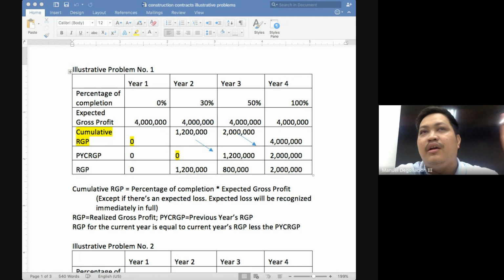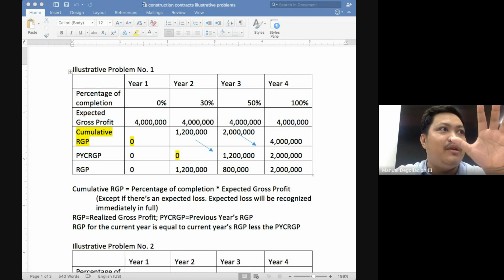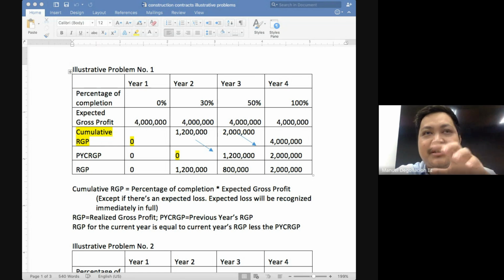For example, the cumulative RGP for the year must be 100,000, but you have already reported RGP in the previous years in the amount of 80,000. How much then would be the RGP just for the year? Then it will be 20,000, 100 minus 80.